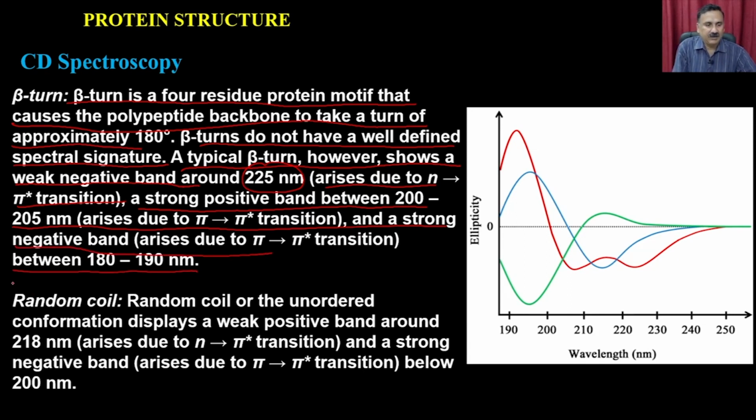And then we have the random coils. Random coils, or unordered protein structures, display a weak positive band around 218 nanometer arising due to the n to pi star transitions, and a strong negative band arising due to the pi to pi star transitions below 200 nanometer. So this is what it is showing: below 200 nanometer is what you expect in the unstructured protein, and this is what you see in random coils.